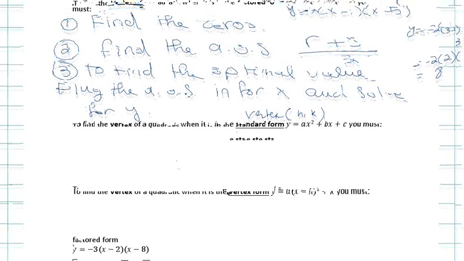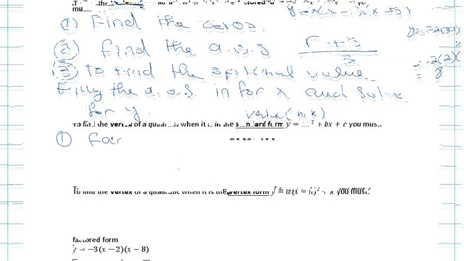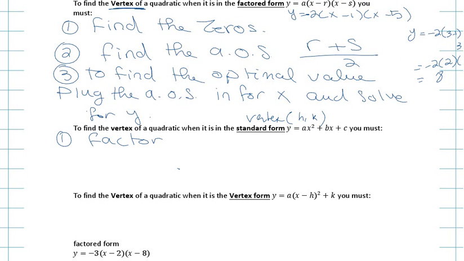Okay? So, in order for us to be able to find the vertex from the standard form, I have to factor. I know how to factor. Right? So, the first step is to factor. Then follow the steps above. Easy?